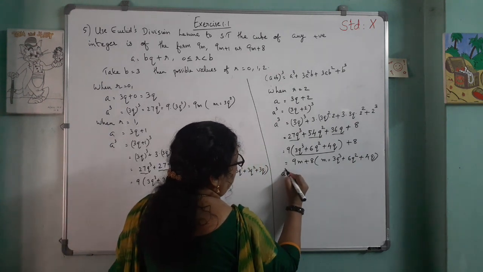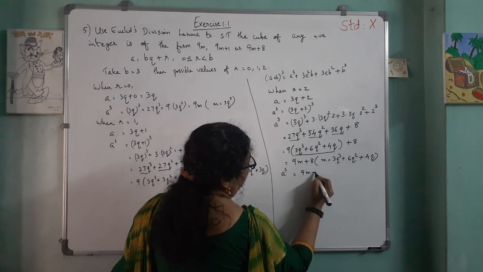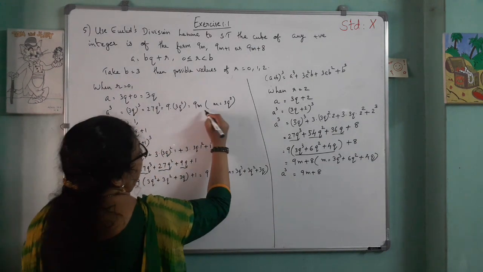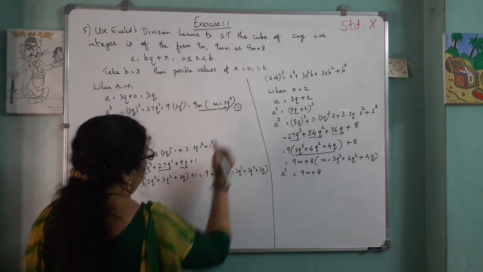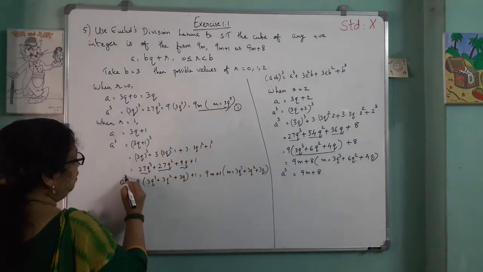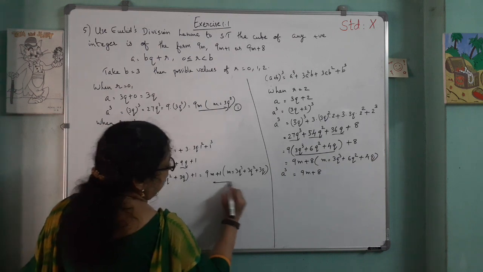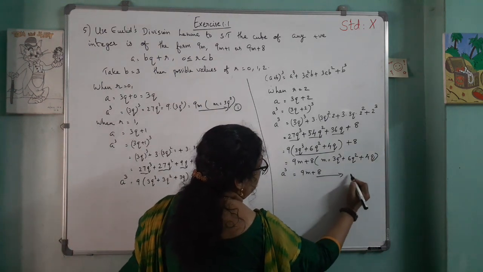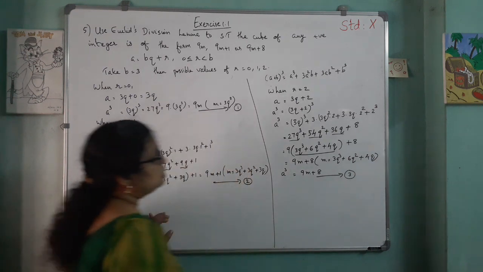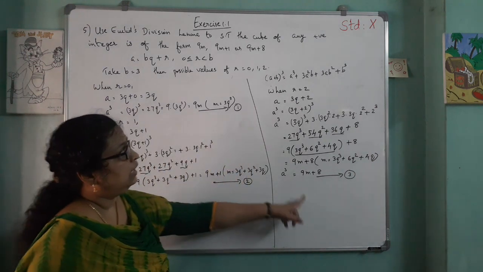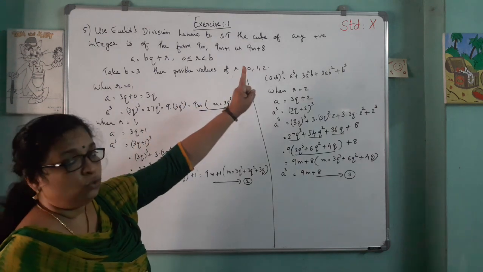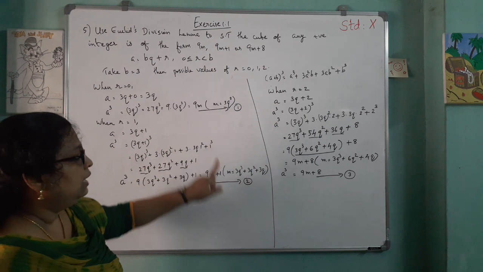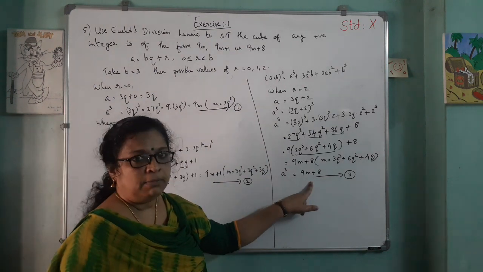So now a cube equal to 9m plus 8. Then listen, here a cube equal to 9m. This is taken as equation number 1. Here a cube equal to 9m plus 1. This is equation number 2. And here a cube equal to 9m plus 8. This is equation number 3. So from 1, 2 and 3 we can conclude that the cube of any positive integer is of the form 9m, 9m plus 1 or 9m plus 8.